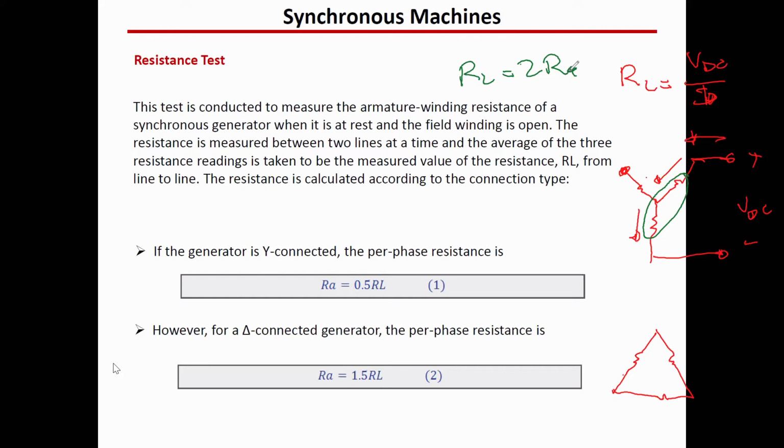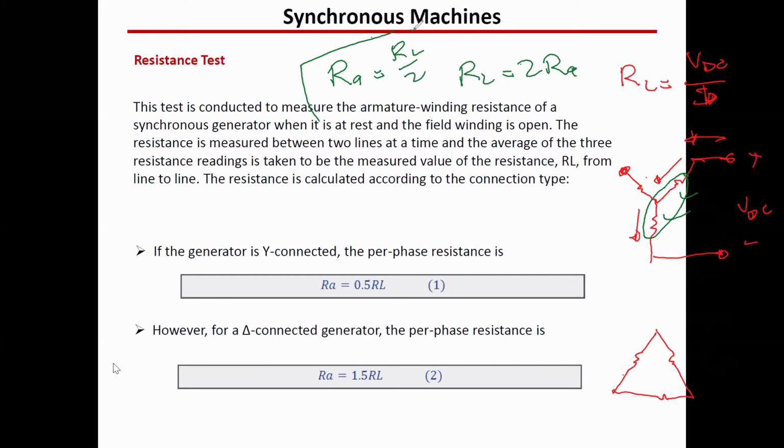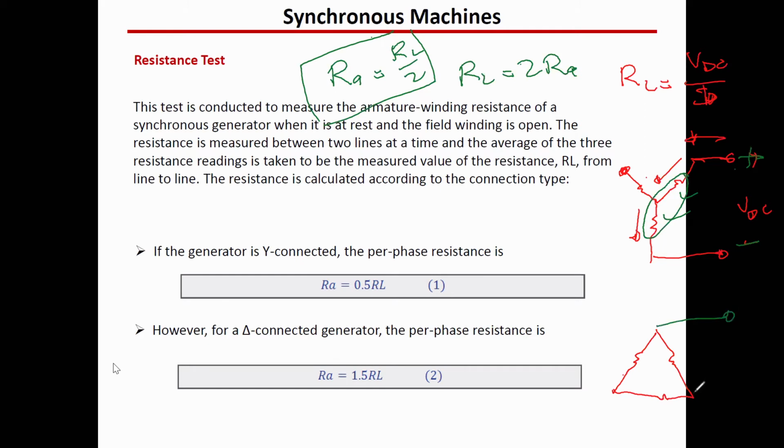Okay? Which is RA plus RA. So to find the value of RA, we divide whatever we got from the test by 2. Why? Because whatever we got from the test, if it is Y connection, it's going to be 2 RAs, if we apply the test between line to line. Is it clear? Yes. What if we do it line to line and the connection is delta?